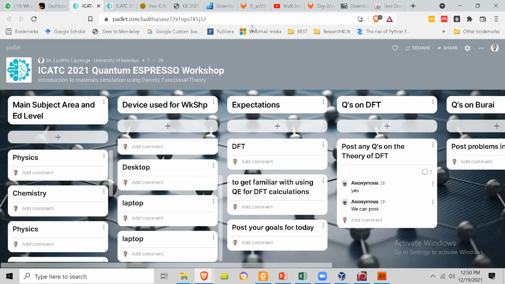Dr. Laalitha? Yeah. It's Asha from here. I have a small question. Sure. The simulation results, do we need to validate the simulated results always?